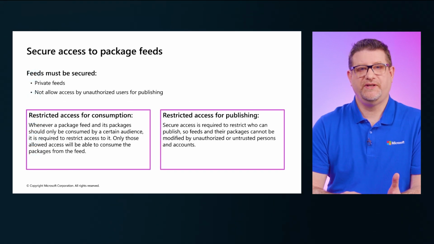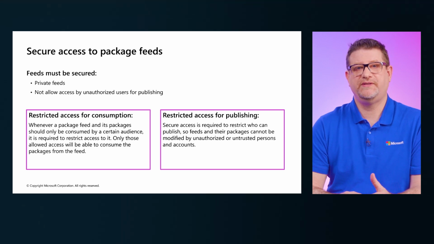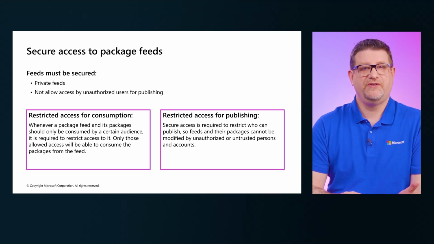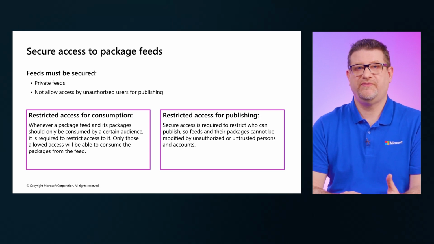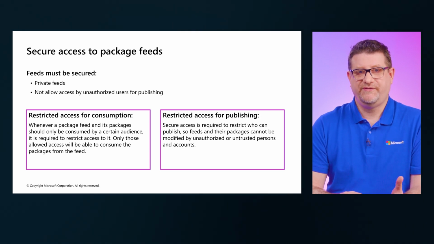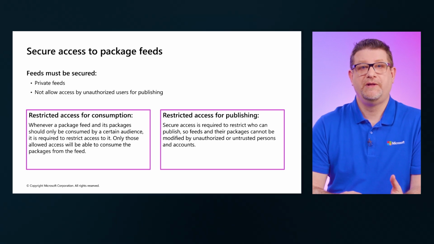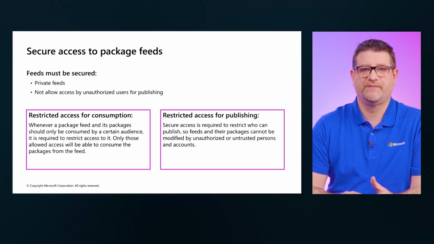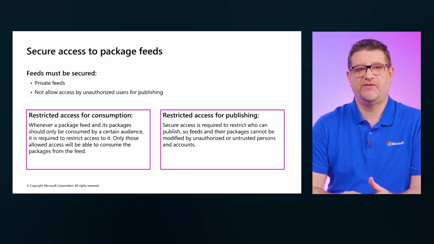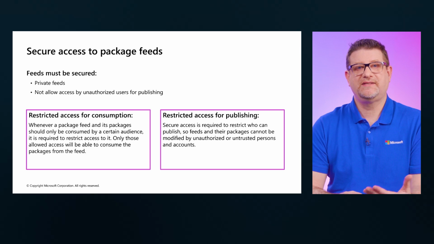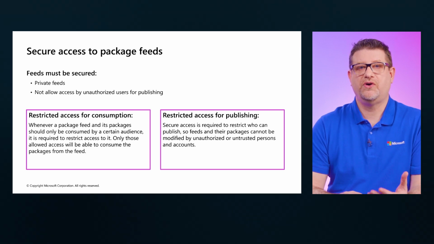Securing access to package feeds is a critical part of managing software dependencies in any organization. Package feeds act as storage locations for reusable code components, and not all packages should be available to everyone. Private feeds restrict access so that only authorized people can publish or consume packages, protecting sensitive or proprietary code from being exposed or modified by untrusted sources. This means that when a package feed is intended for a specific audience like your development team or trusted partners, access can be limited to those individuals, ensuring that only approved users can install the packages from that feed.